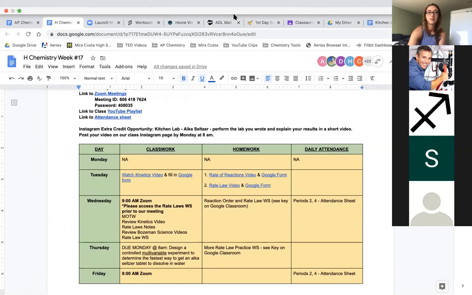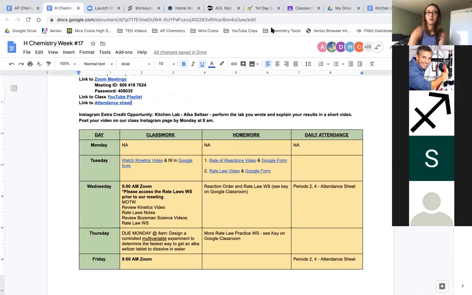So let's go ahead and start with our molecule of the week. Do I have some more people in here? Oh, there we go. All right.